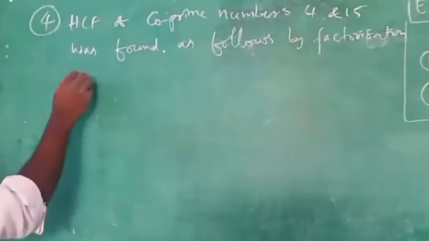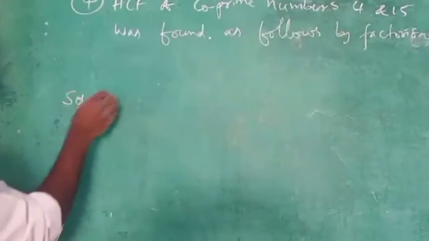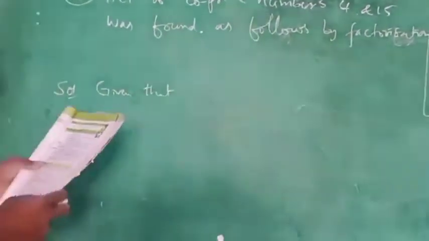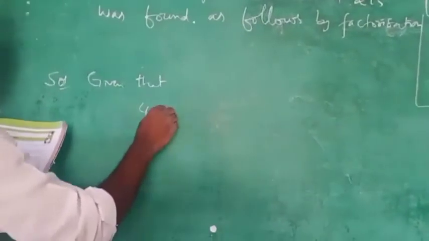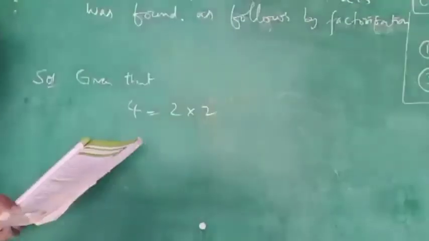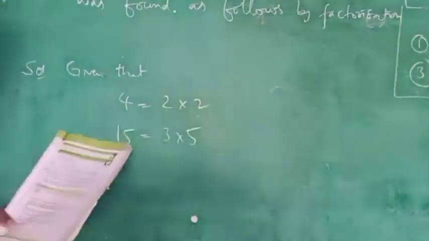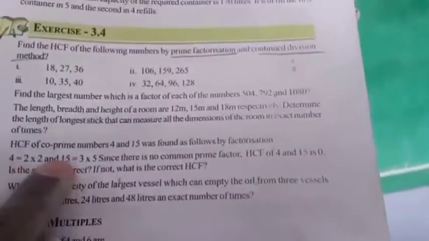What is given here? I'll write the answer directly. In the question, 4 is equal to 2 into 2, and 15 is nothing but 3 into 5. So look at that once: 4 is equal to 2 into 2 and 15 is equal to 3 into 5.